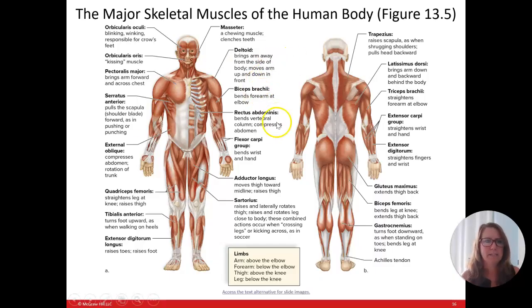Of course, we had our biceps and triceps. The rectus abdominis is what we would call the six-pack. Your quads, quadriceps femoris, then are these muscles of the front of the leg. And there are a few other ones there. The traps on the back side look like a big triangle.